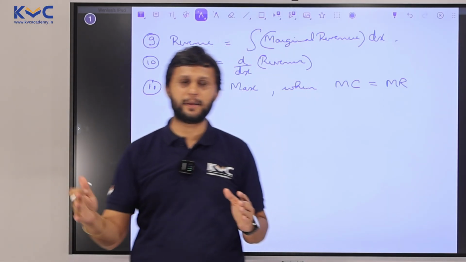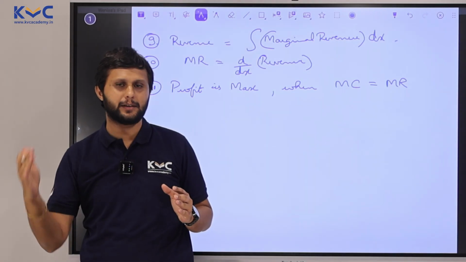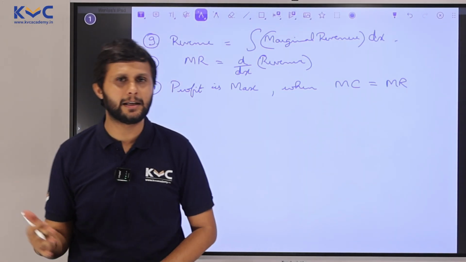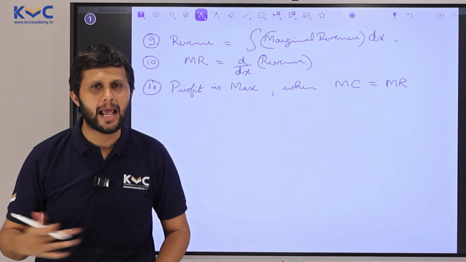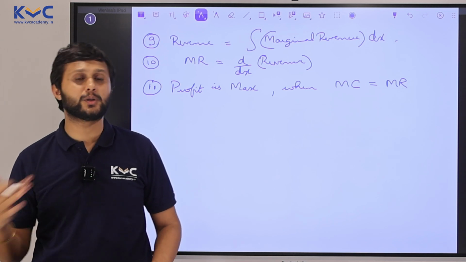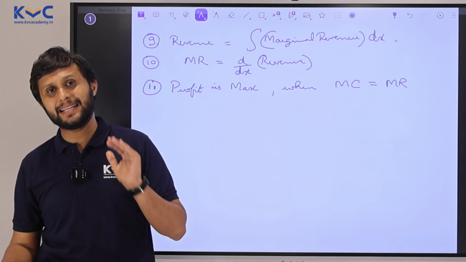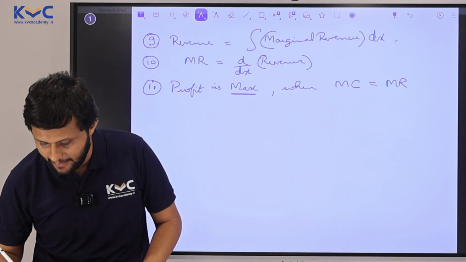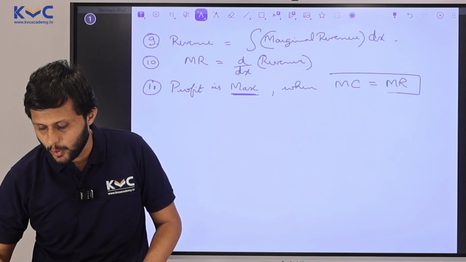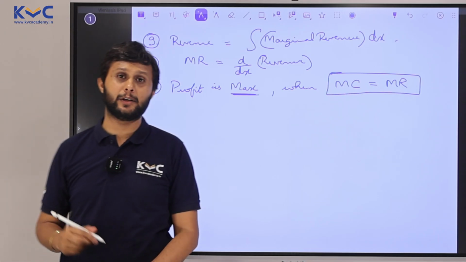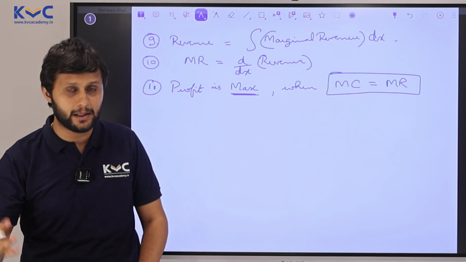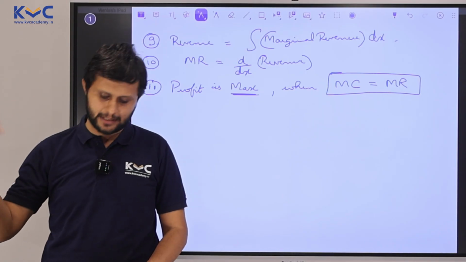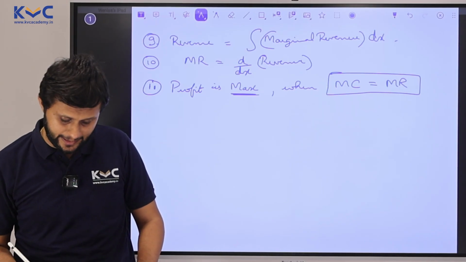Because after this point, if my marginal cost reduces further, my revenue also will reduce further, and then my total profit is not going to increase. So my maximum profit is at the level when marginal cost is equal to marginal revenue. That is, the extra cost that I'm incurring should be offset by the extra revenue that I should be getting out of it.